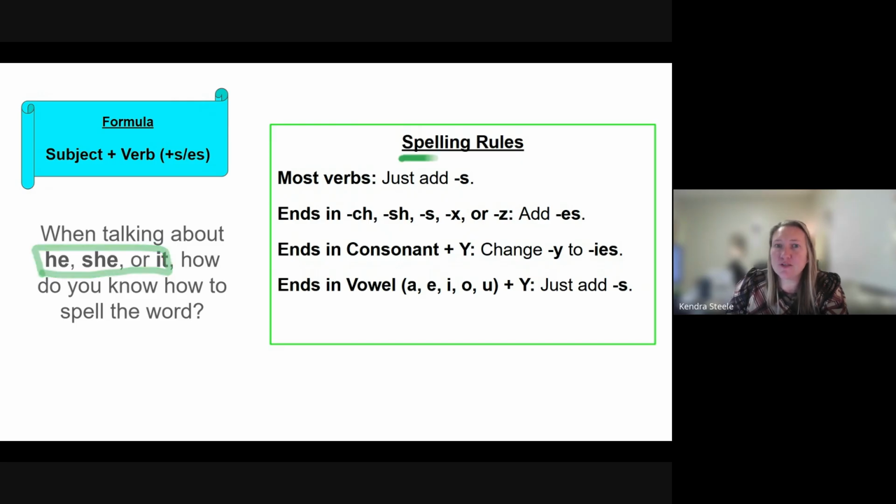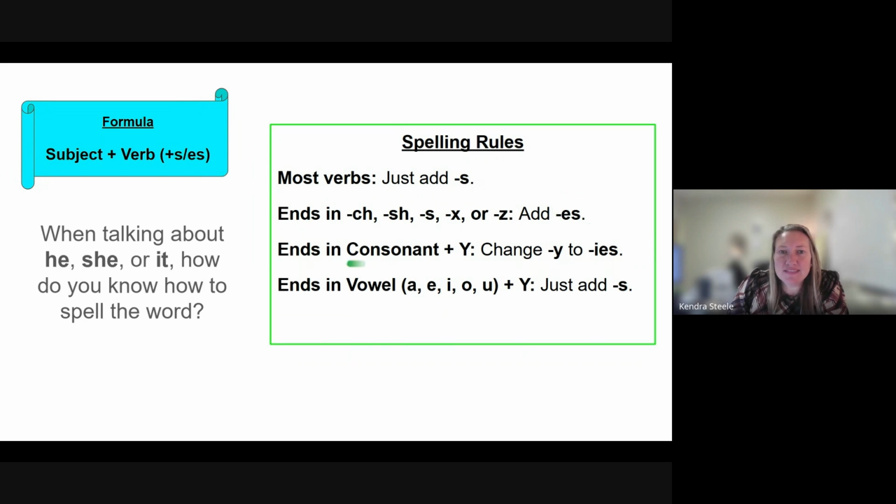For most verbs, you're just going to add S to the end. Just like how we make a noun plural, more than one, in English, we often add S. Cat becomes cats. Dog becomes dogs. Same idea here. For most verbs, we're just going to add S. But there are some exceptions. If the verb ends in CH, SH, S, X, or Z, you add ES to the end of the verb.